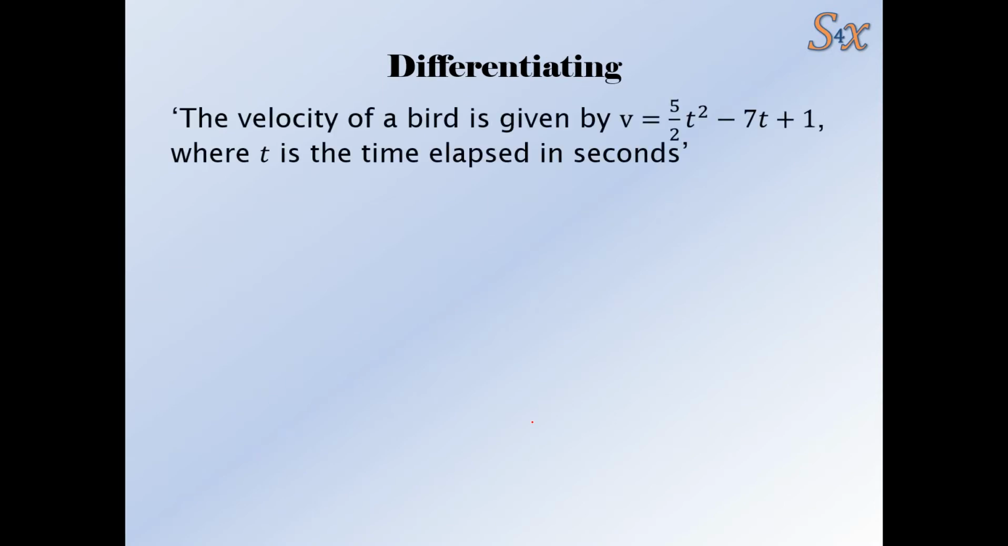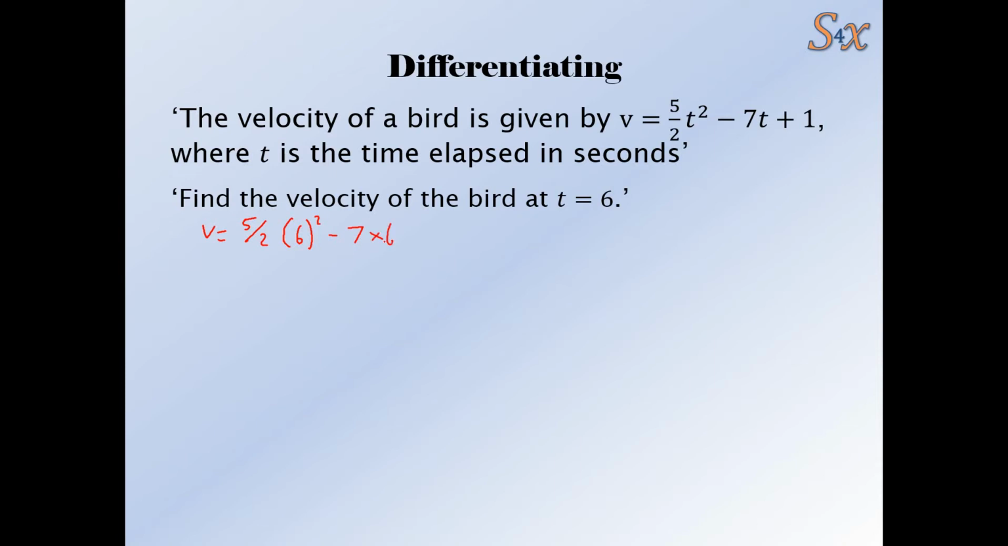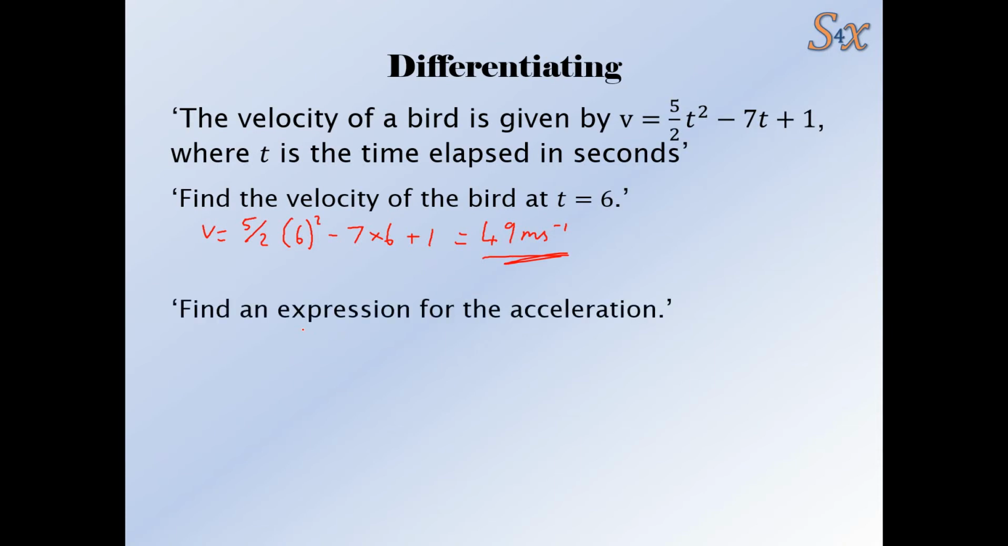So this time we've been given the velocity in terms of the time. Find the velocity of the bird at t equals 6. Well, we've got this expression for the velocity. So what I'm going to do is take that, and instead of putting t in, I'm going to substitute in 6 everywhere I see t in the expression, because I'm interested in the velocity at t is 6. If I work that out, I'll just chuck that in the calculator. It's 49 meters per second. So I can work out the velocity really easily because I've been given the expression in the question. The next bit says find an expression for the acceleration.